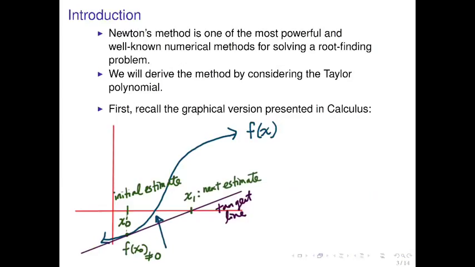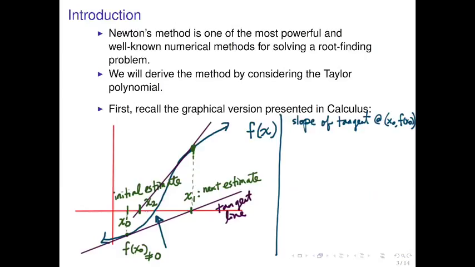We then repeat this process by drawing a tangent line at the point x1, f of x1. Where this tangent line intersects with the x-axis becomes our next estimate, x2. This process continues until some sort of convergence criterion is met. Eventually, your estimates are going to be so close to the desired root, it is the desired root. To see why this visual representation works, we look at the following calculation.